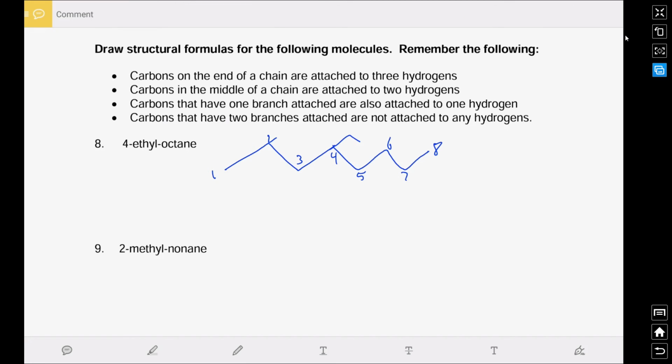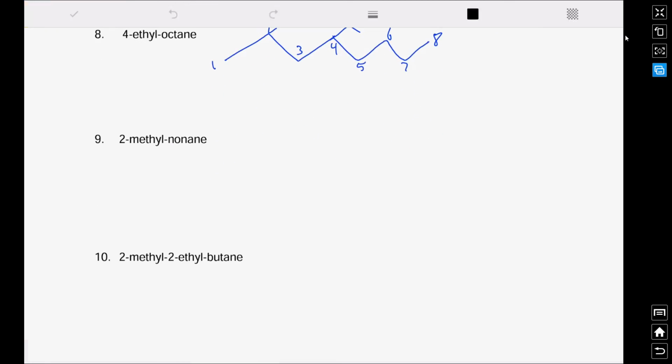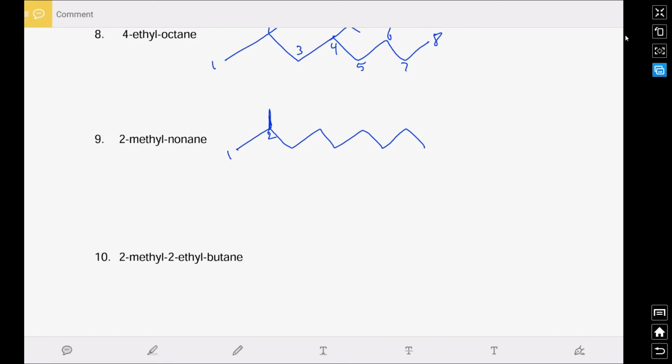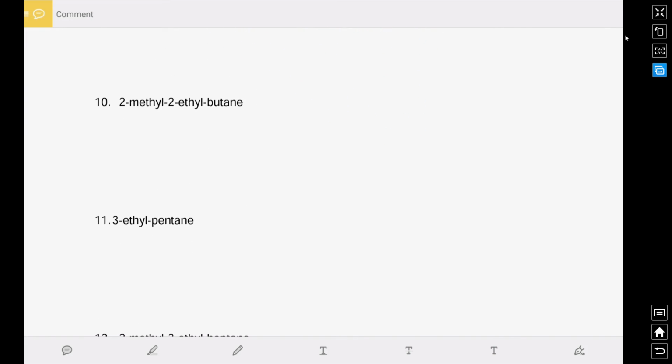Okay. Alright. Next one, nonane. So nonane is 9. So 1, 2, 3, 4, 5, 6, 7, 8, 9. And we have a methyl group on the number 2 carbon. If I number the carbons 1, 2, we have a methyl group there. Which is just a single carbon, or I guess a single line for a single carbon. Okay. Alright. The next one looks complicated, but it's really not.